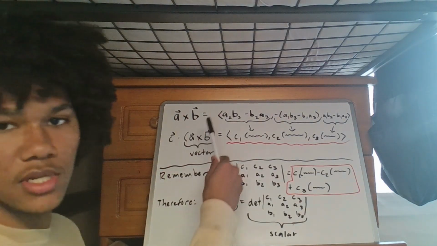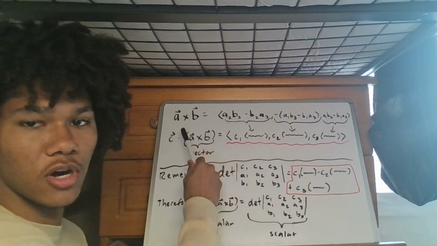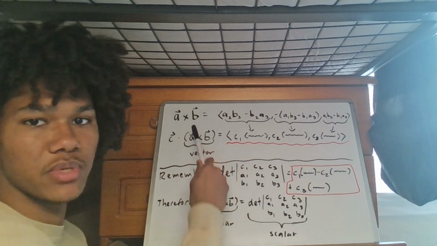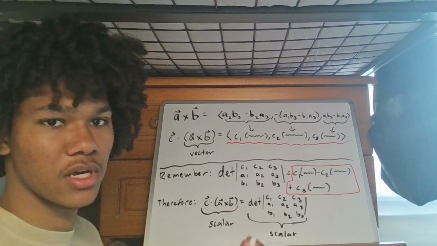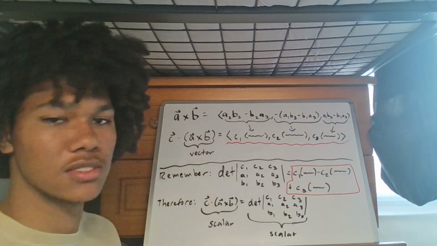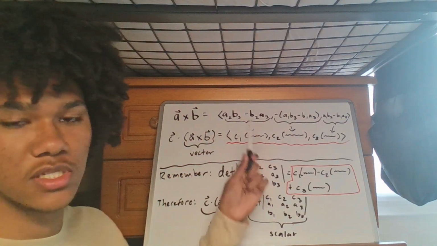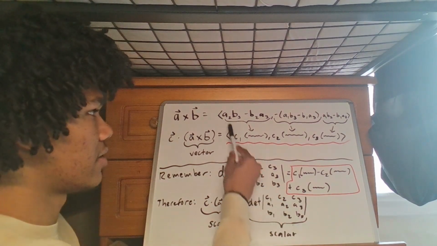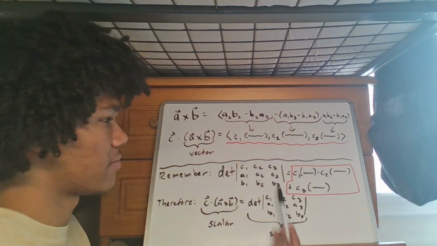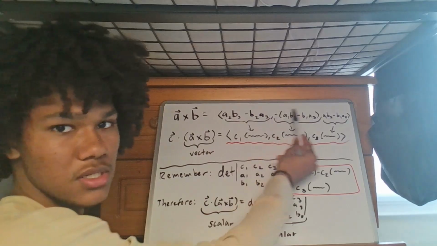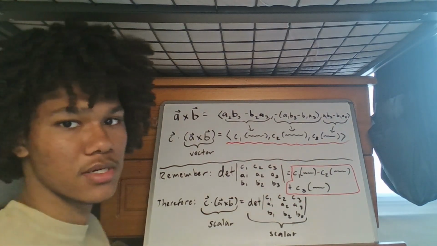So first, let's remember that the cross product of vectors A and B, given their components, and these are three-dimensional vectors, their cross product, which is a vector, is given by this, which we know can be found by a determinant. This is the component form of the cross product.